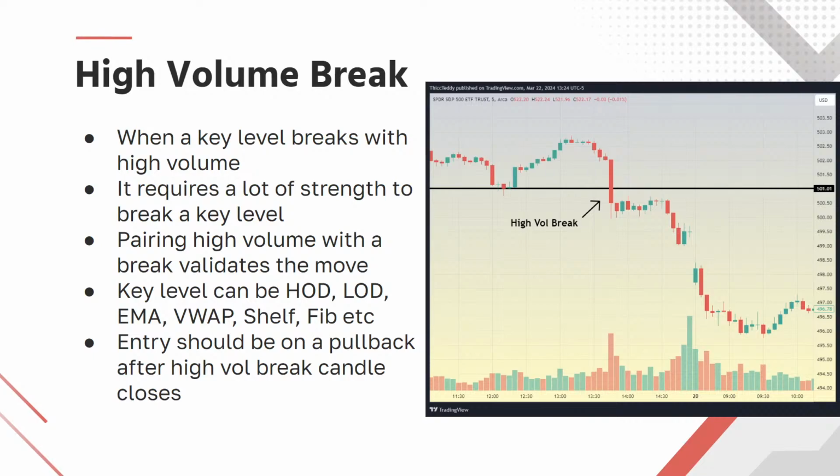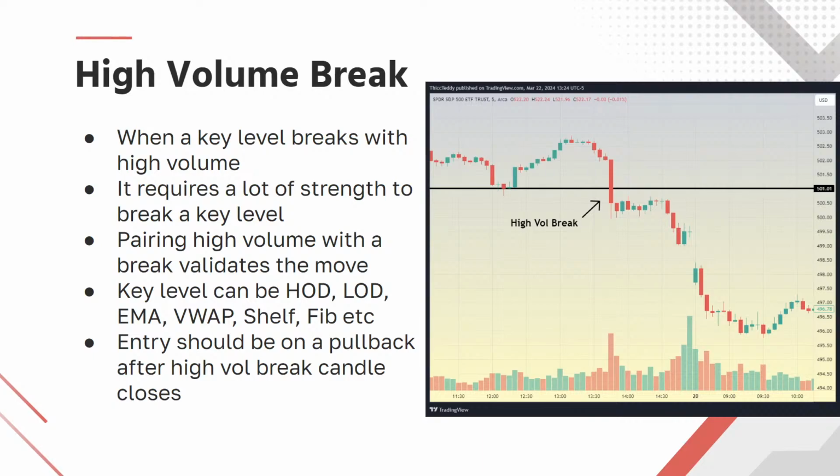So entry on this specific example, which is the high volume break, should be on a pullback after our high volume break candle closes. When that candle closes, it means that the break is set in stone. If we were to try to enter before it closes, you could end up with a situation where a wick forms on the lower side and the break is kind of iffy at that point. So we wait for that candle to close and then we look for a pullback.